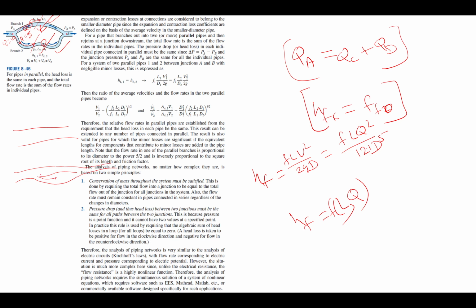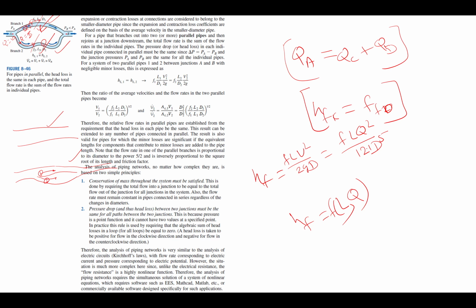So one is here, one is here. Everything is the same in this pipe and in this pipe, but here water is passing through two pipes, while here it is a single pipe. So someone might be confused here.